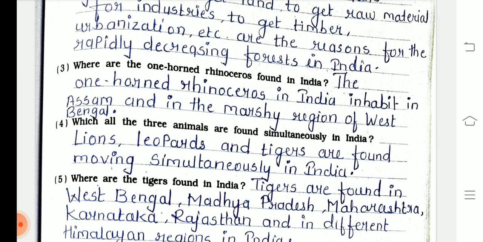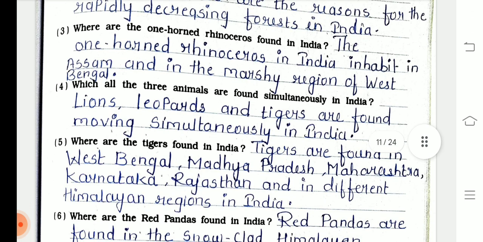Third one, where is the one-horned rhinoceros found in India? The one-horned rhinoceros in India inhabits Assam and the Terai region of West Bengal. Fourth one, which 3 animals are found simultaneously in India? Lions, leopards, and tigers are found moving simultaneously in India.